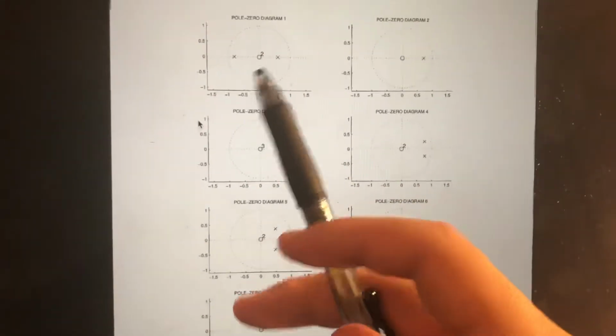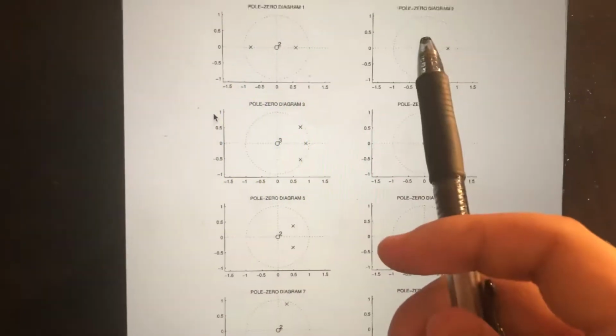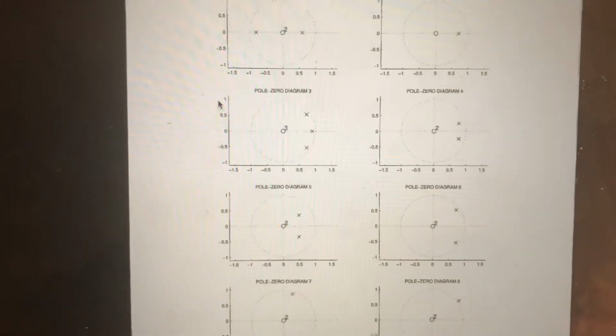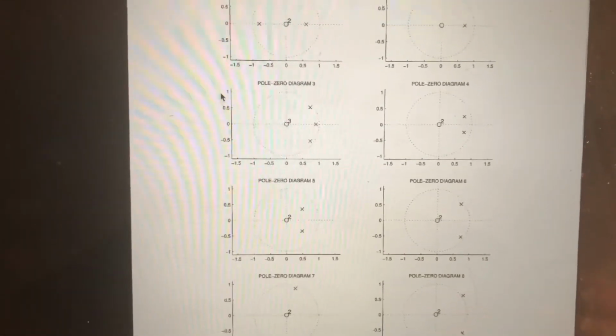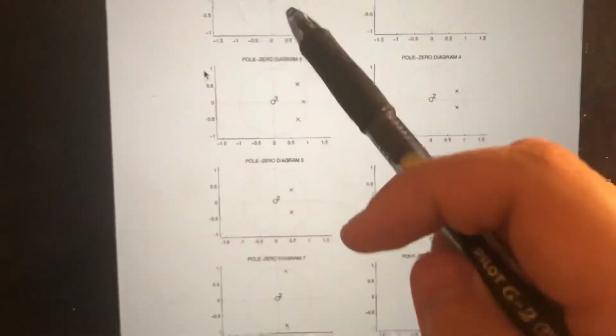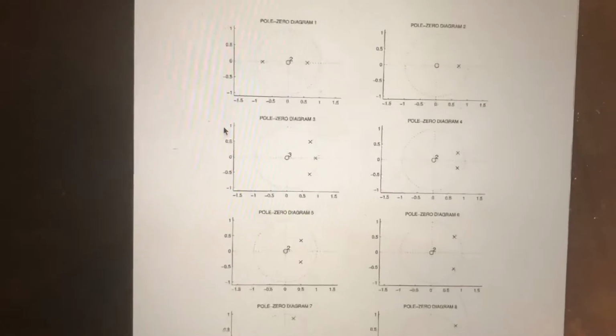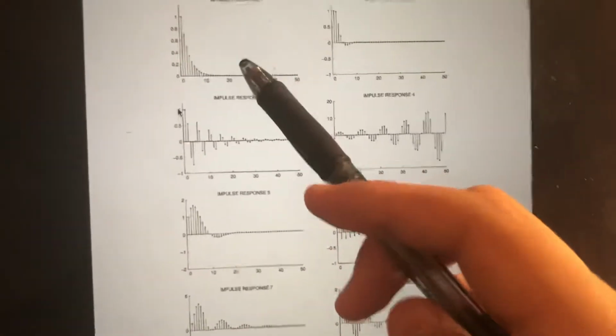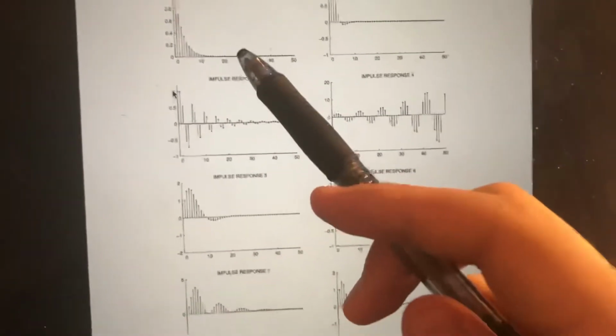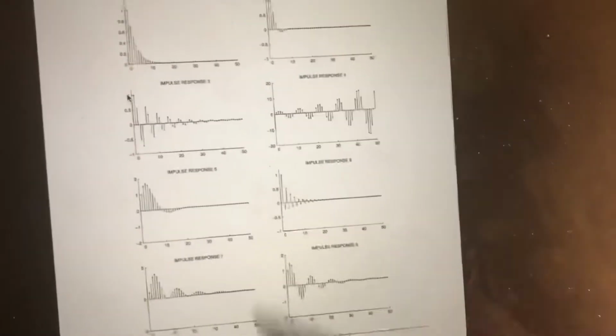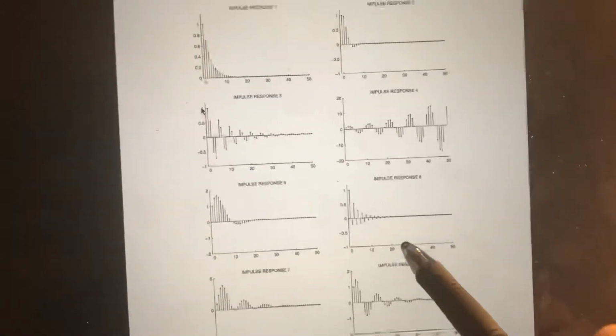First, let's look at pole zero diagram 1 and 2. Since in both graphs, the 2 points are both in the circle and they are both on the x-axis, it means there will be no frequency. So it can be either pole zero diagram 1 corresponds to impulse response 1, or pole zero diagram 1 corresponds to impulse response 6.